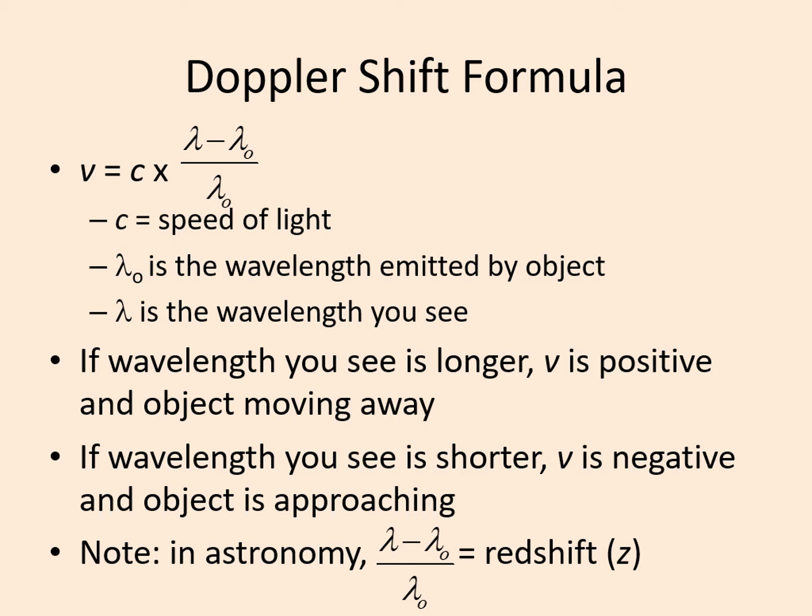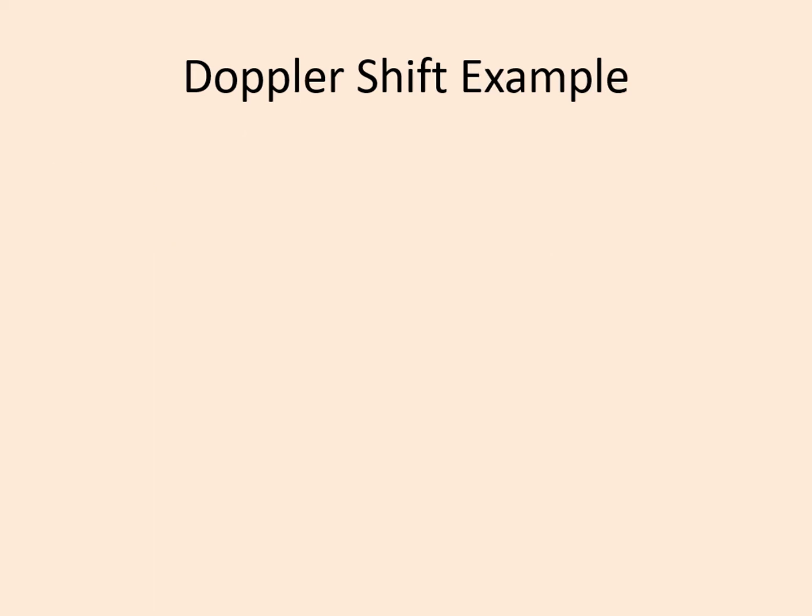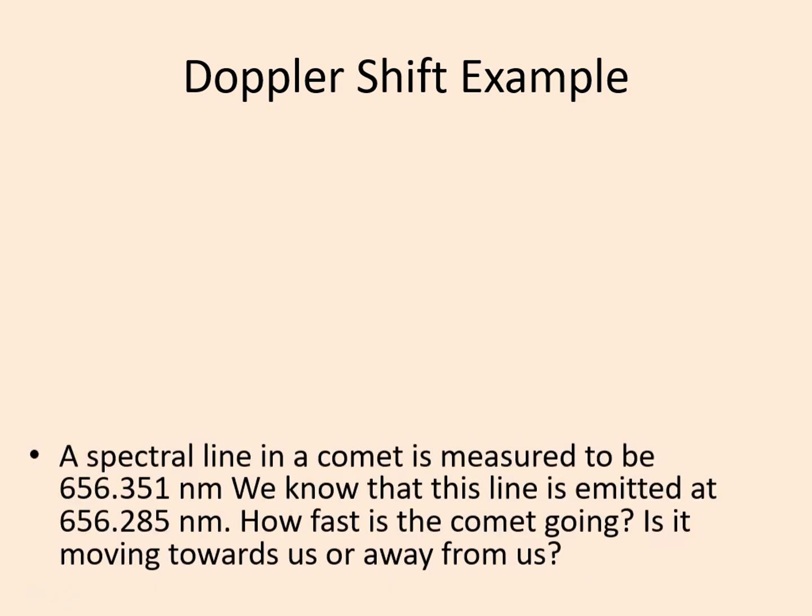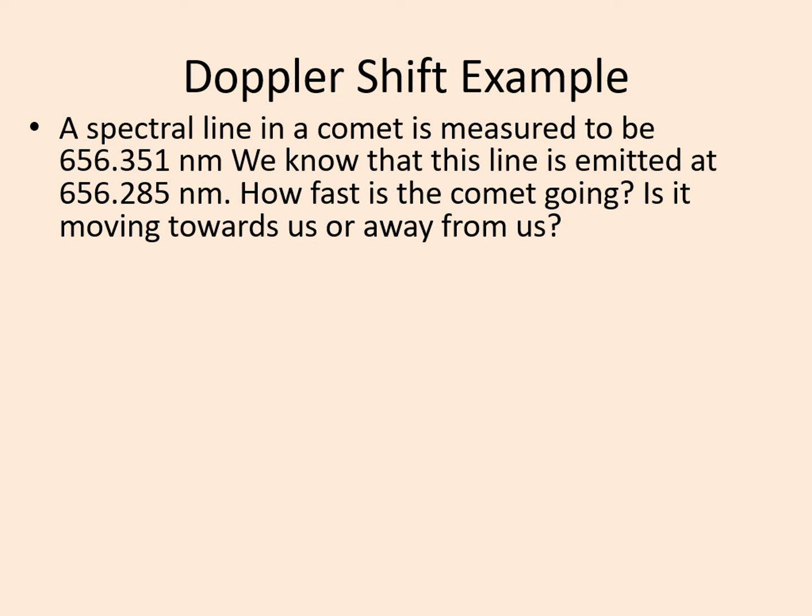The units here all cancel, so the redshift is a number with no units. Let's look at how one of these Doppler shift calculations works. An important spectral line in hydrogen has a wavelength of 656.285 nanometers. If we see a comet that has this line in its spectrum, but the wavelength is at 656.351 nanometers, then we can use this to calculate the speed the comet is moving, as well as telling whether it's moving towards or away from us.